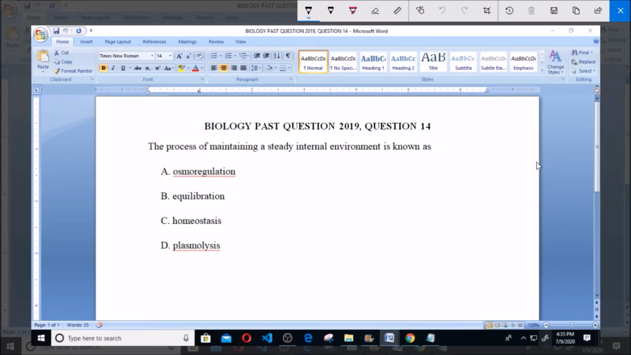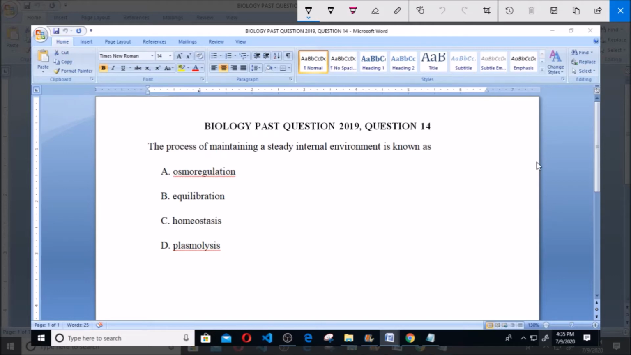Today we'll be dealing with Biology Past Question 2019, Question 14. The process of maintaining a steady internal environment is known as A. Osmoregulation, B. Equilibration, C. Homeostasis, D. Plasmolysis.